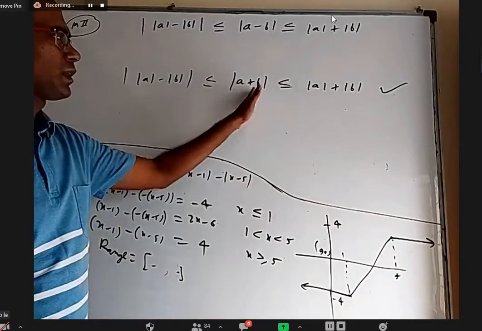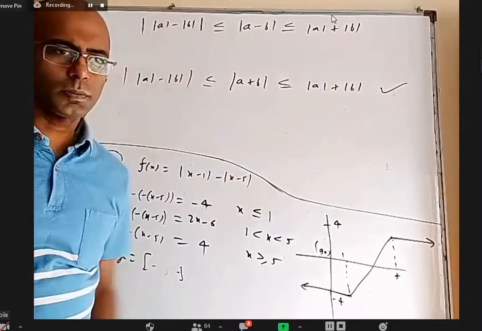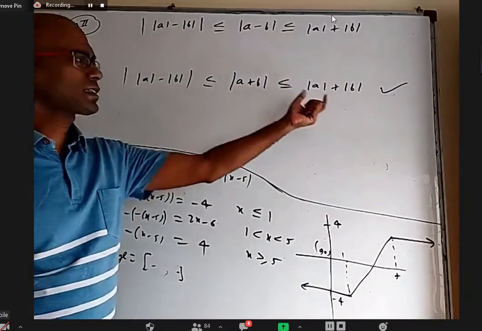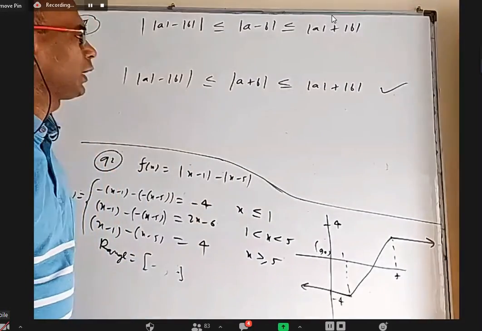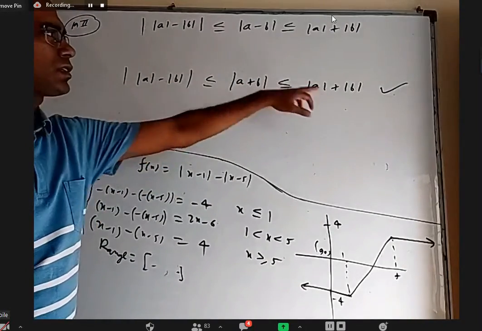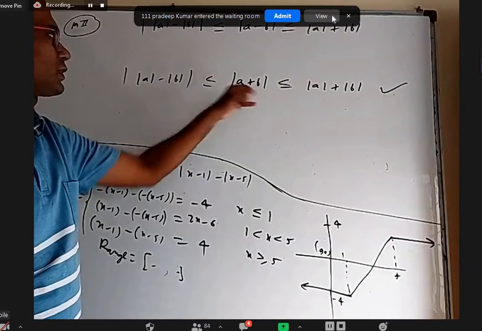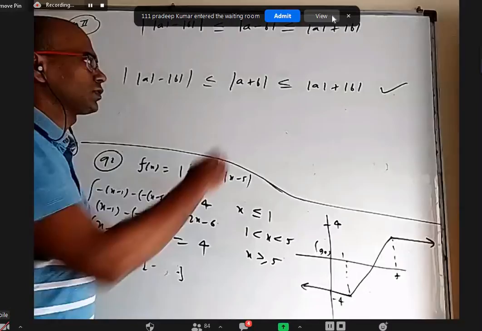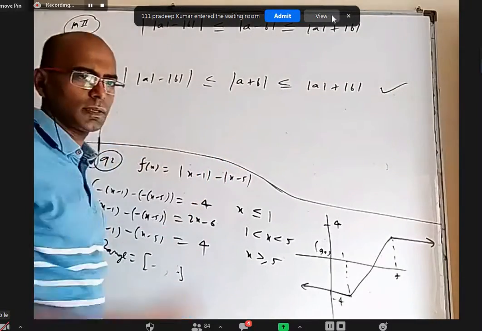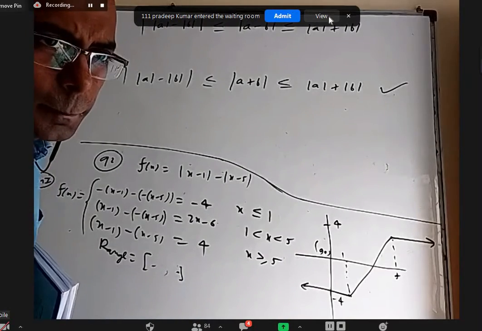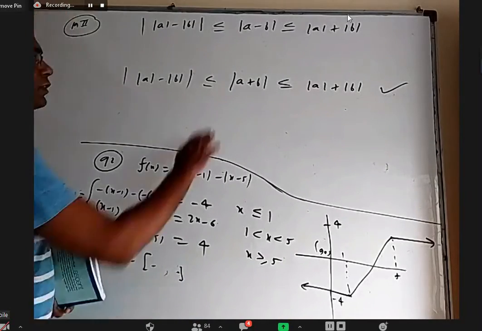Mod A bar plus B bar is less than or equal to mod A bar plus mod B bar. Otherwise, basically, when both are positive, this and this are same. And when both are negative, also this and this are same. And if one is positive, one is negative, if A is positive, B is negative, it will be equal to either this or this, depending on whether A and B have same sign or opposite sign. Okay, this you can understand.